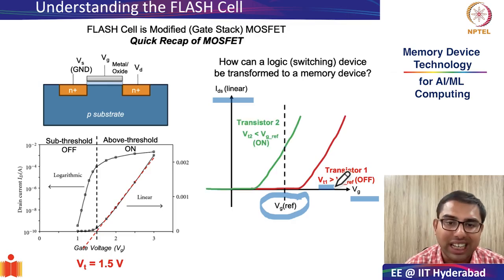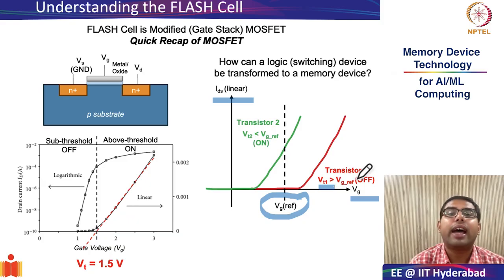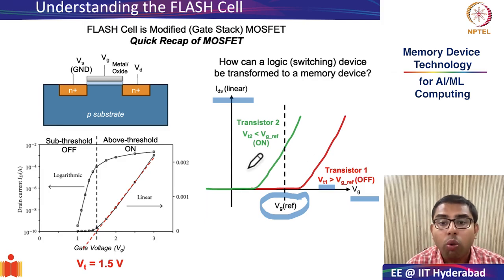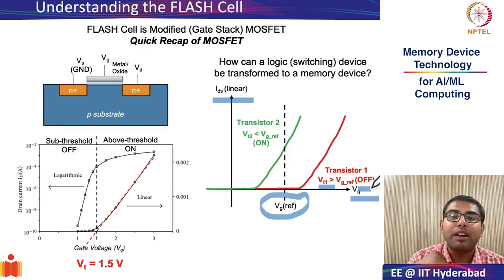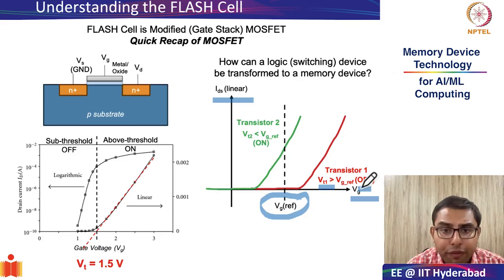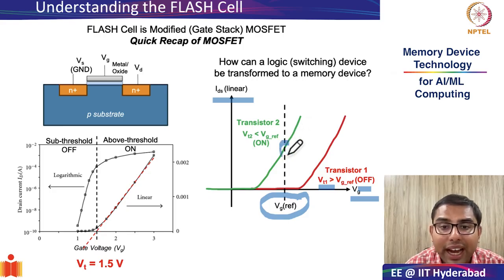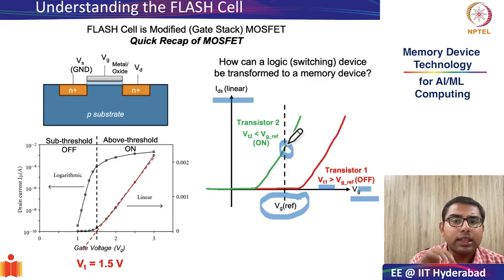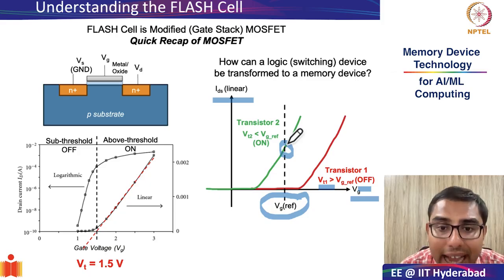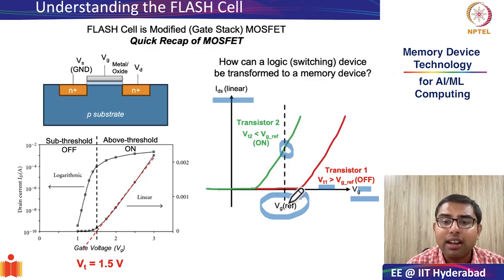Similarly, we can define another transistor where the threshold voltage of the transistor is less than the reference voltage. And therefore, while transistor 1 was off by virtue of VT1 being greater than VG ref, in the case of transistor 2, for the same reference voltage, as you can see, there is a finite current passing through the transistor. This is a very important thing to understand: for the same gate reference, transistor 1 is off and transistor 2 is on.